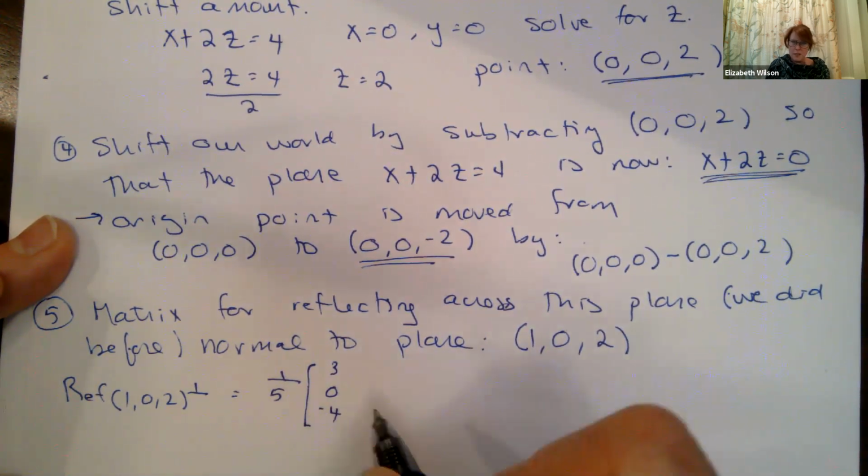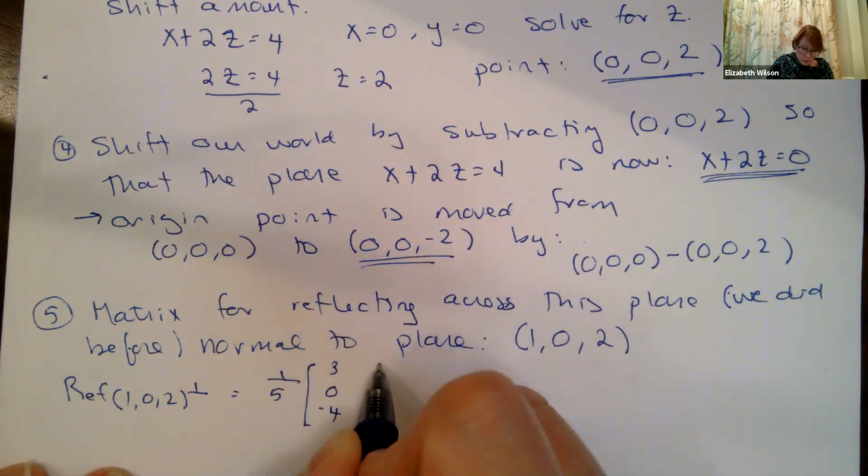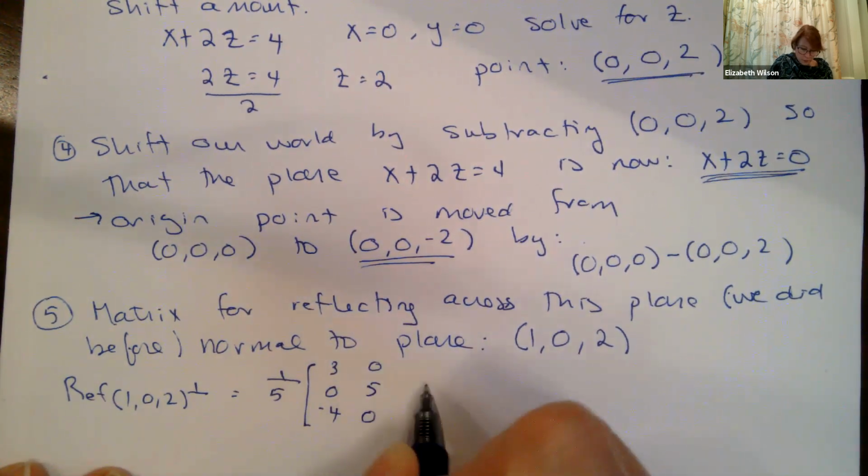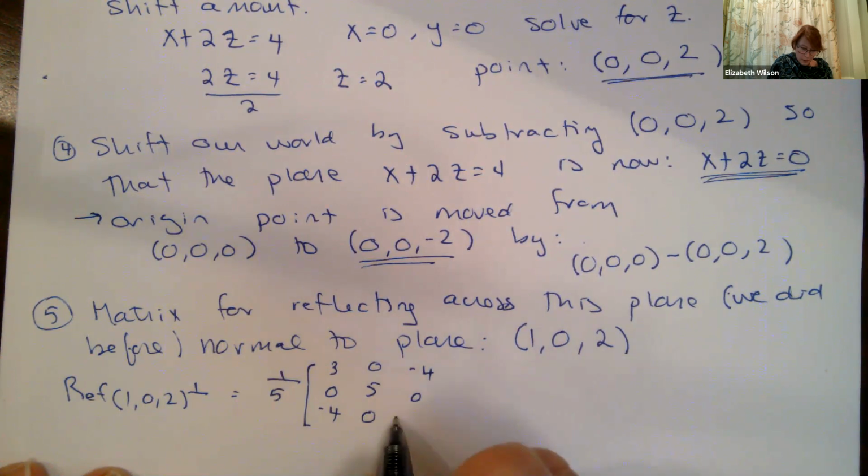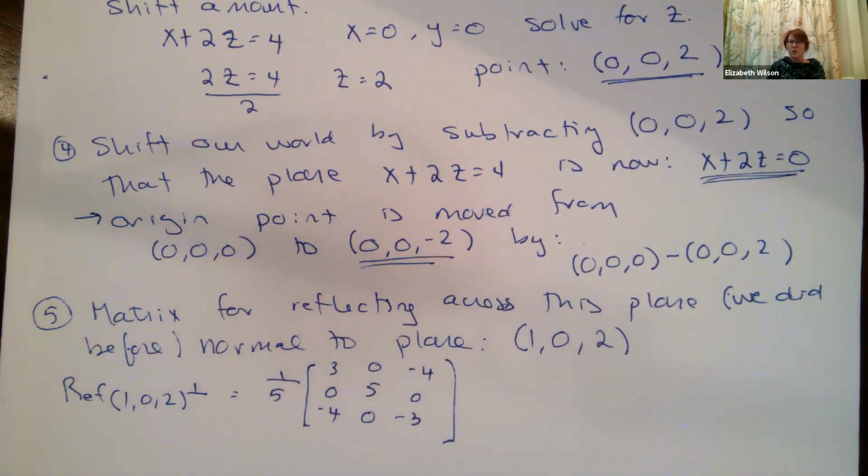You can look up in your notes when we did this before. 0, 5, 0, minus 4, 0, minus 3. Just going to save us some time. I'm reusing an old thing. Otherwise, we'd have to go through and derive that matrix for reflection, which is fine. You know, we would do that.